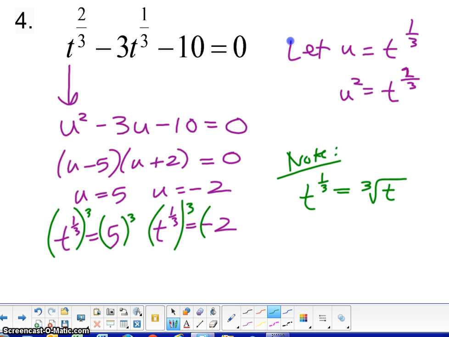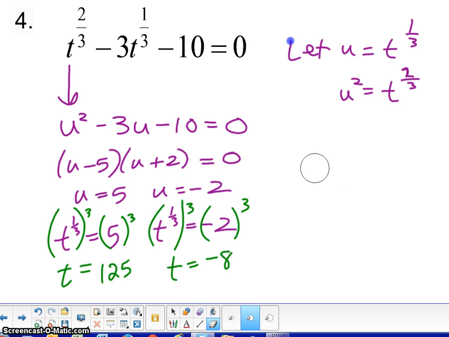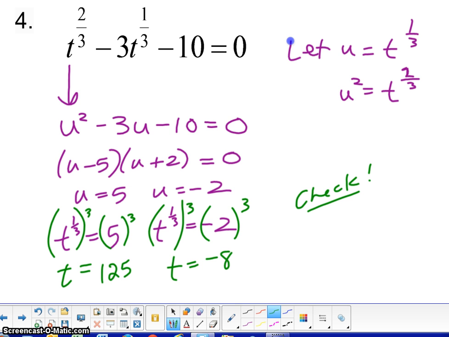Okay, again, cube, cube. So we end up with t equals 125, I believe. Yes, indeed. And then t equals a negative 8. Okay, now we want to check your answers to see if you found any extraneous solution. And then we'll go over what you found out in class tomorrow.